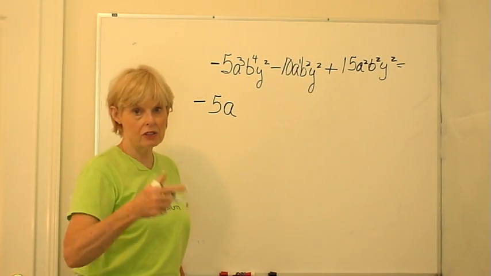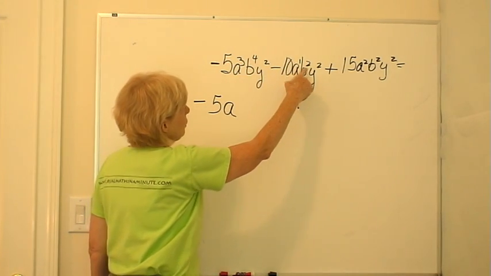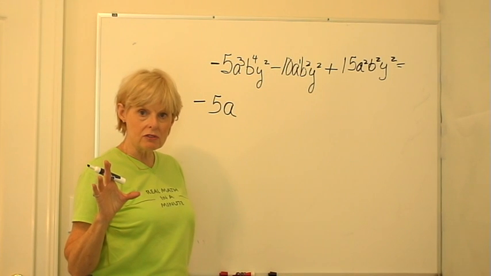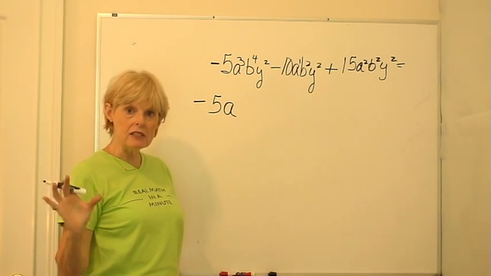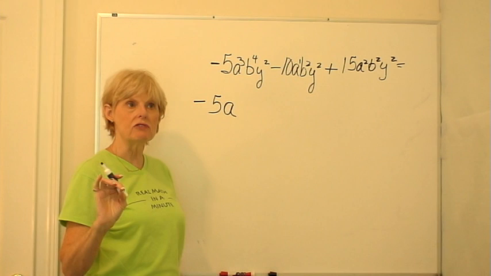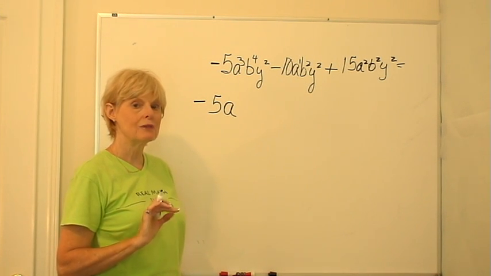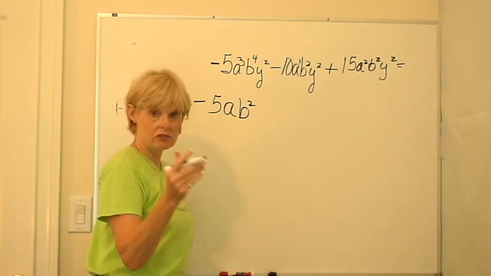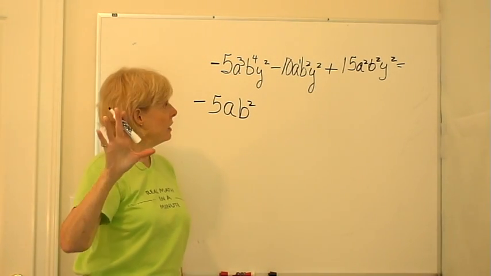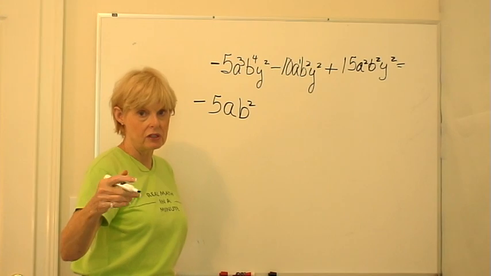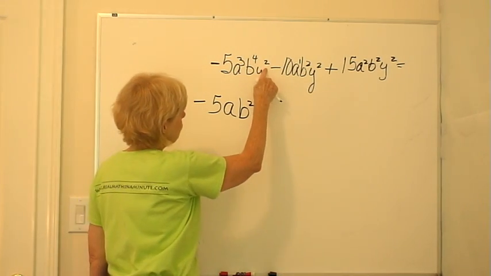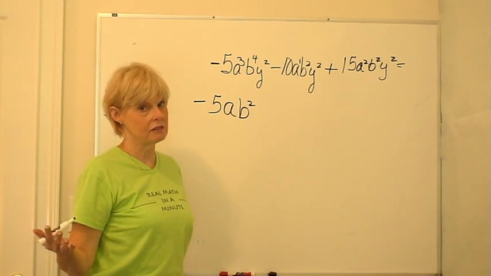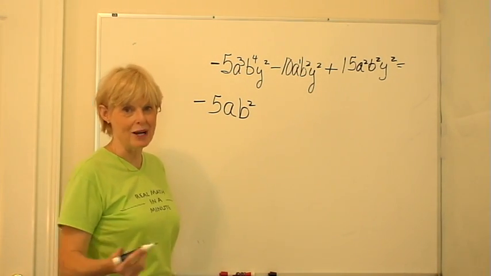Okay? Now let's look at the B's. I got 4, 2, 2. So I'm asking you now, how many B's can I take out? How many B's do they have in common? They all have at least how many? Right, B squared. They all have 2 of them. This one has more. Now let's look at the Y's. Same thing. How many do they all have? What do they have in common? Y squared, Y squared, Y squared. Easy one. Yep, they all have Y squared in common.